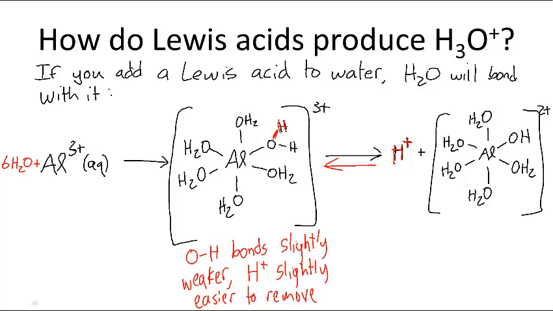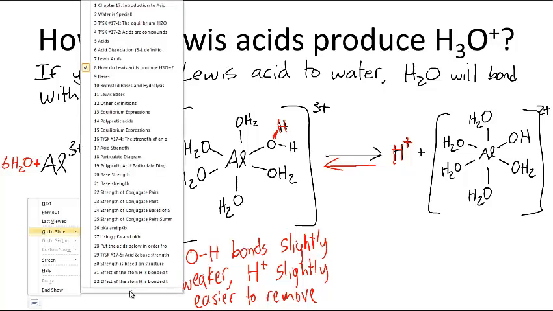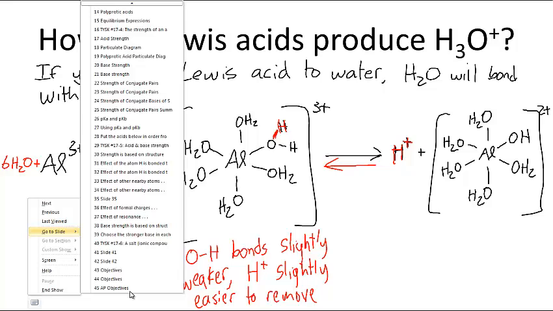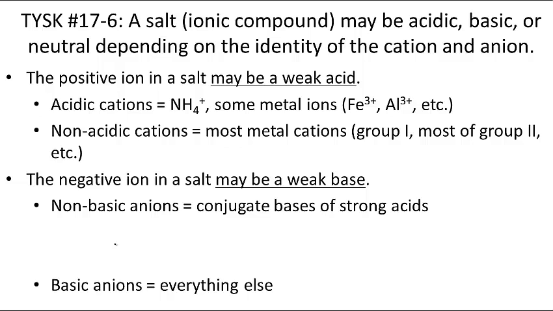The other thing is a negative ion might be basic. So a negative ion could be basic. Well, why might a negative ion be basic? Well, what's our definition of a base? It accepts H+. So if you have a negative charge, you're kind of in prime position to accept H+, because then that'll make you neutral. So things with a negative charge might be basic.